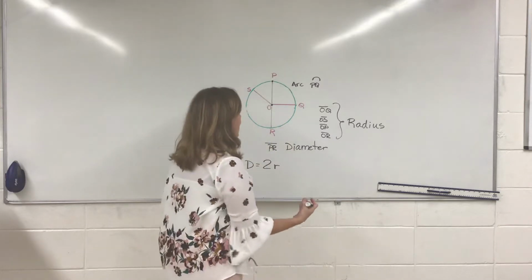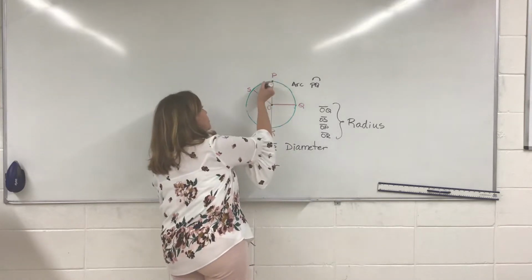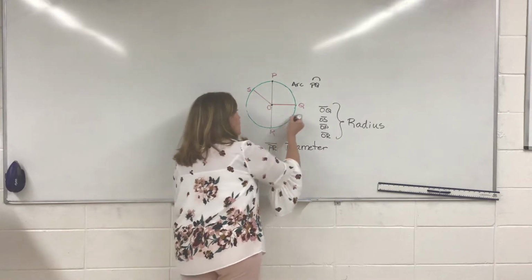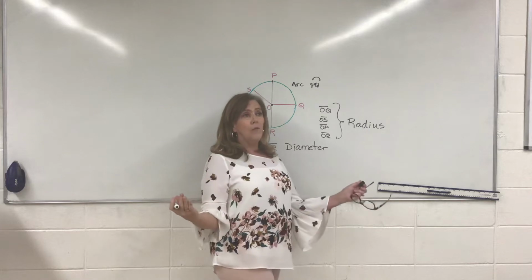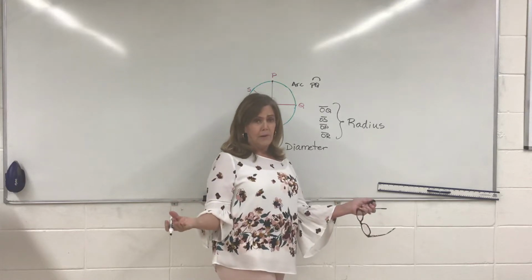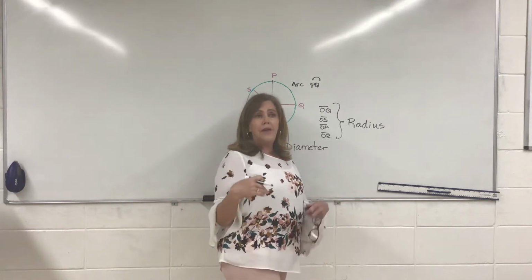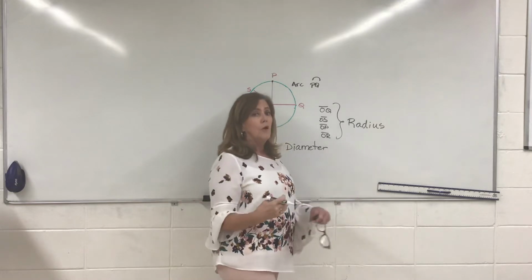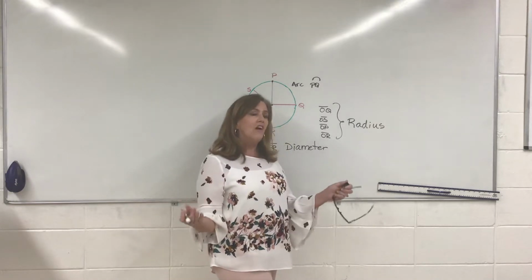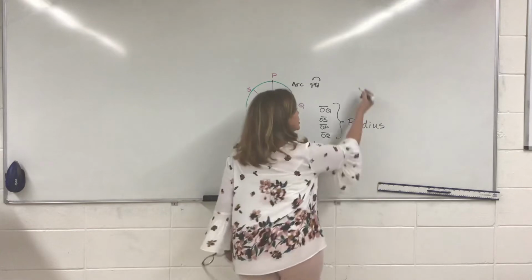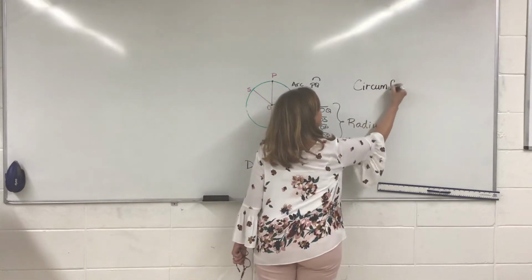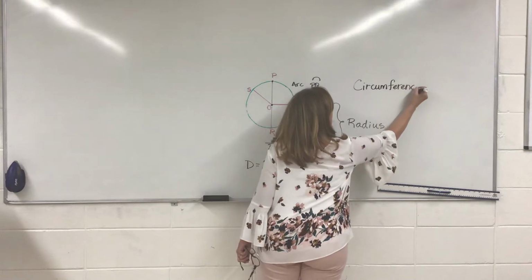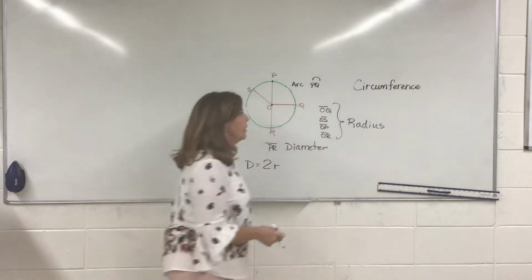If you did that, this line that you walked all the way around the edge, now the edge in a square is called the perimeter, right? The edge in a triangle is the perimeter, but the edge in a circle is not called perimeter. The edge in a circle is called circumference. And you learned this last year, okay?